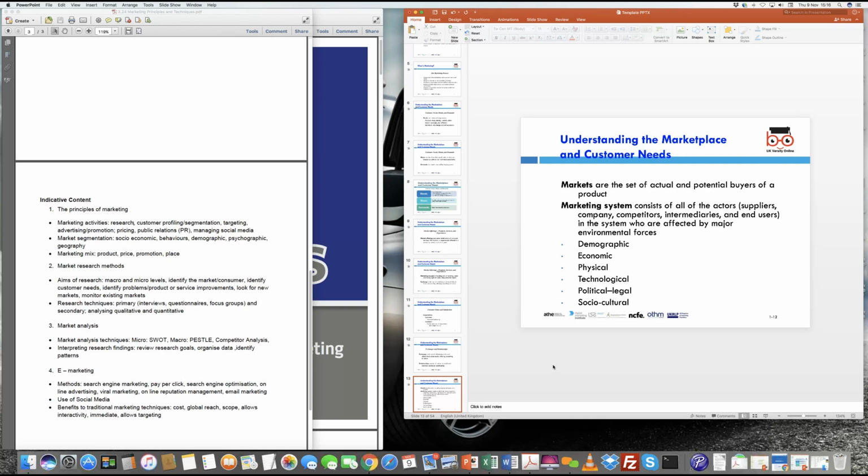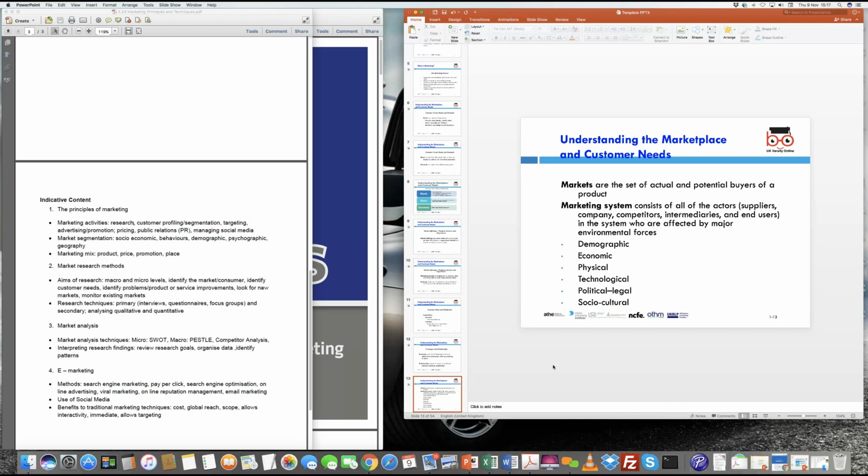And that is where we need to understand what are markets and marketing systems. So markets are basically the set of actual and potential buyers of a product. So what is a market? When you say, my consumers are my market. If you don't have customers, the problem is that in that case, the products will not get sold.